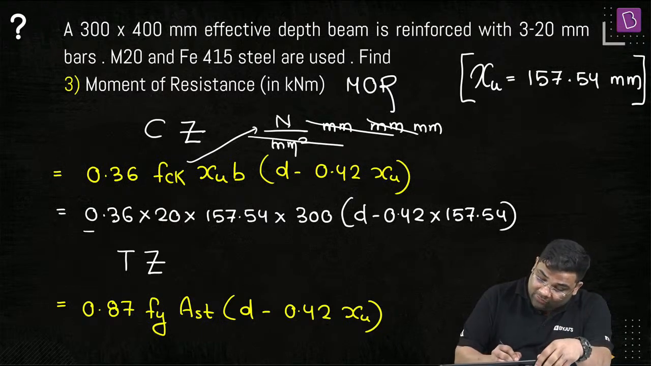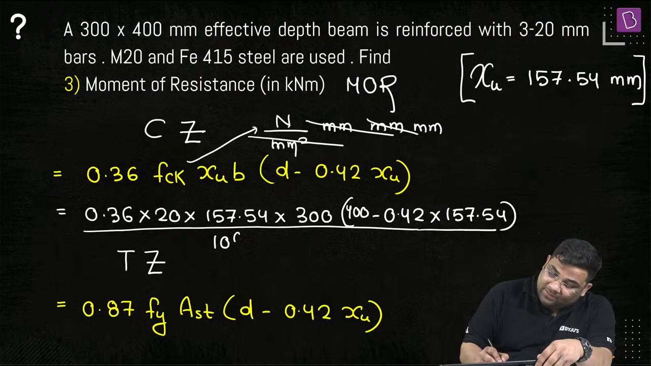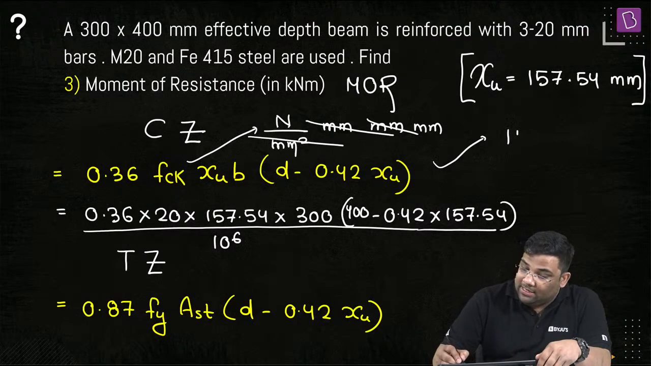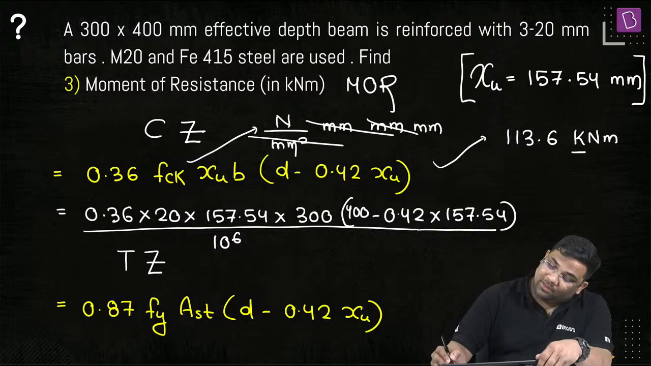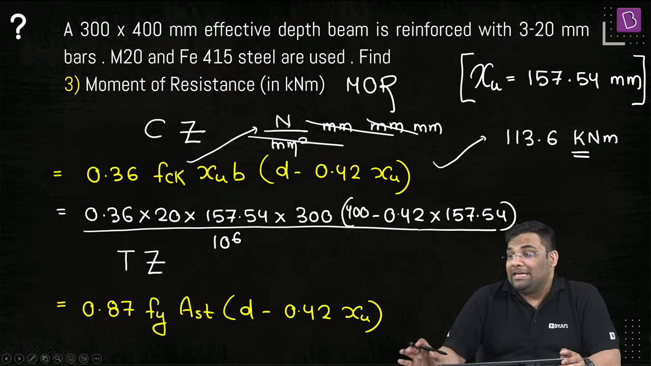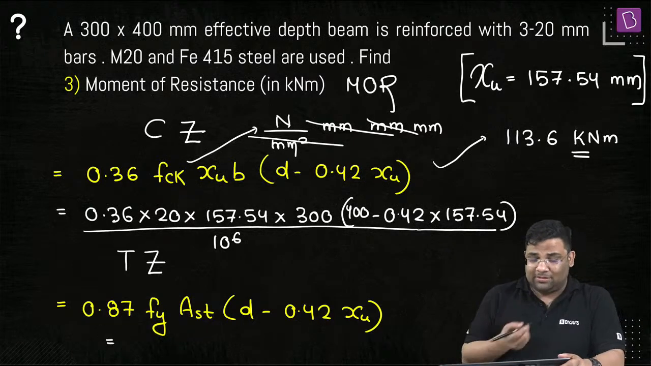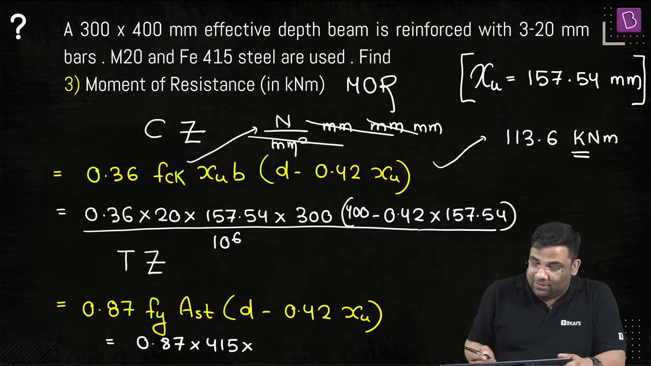If I want to find out the answer in kilonewton meter, what will I do? This D is, by the way, 400. I'll simply divide by 10 to the power 6. So how much are you getting? As per many students, we are getting almost 113.6 kilonewton meter. Understood? Now do the same thing from tension also, T into Z. There also you get the same value.